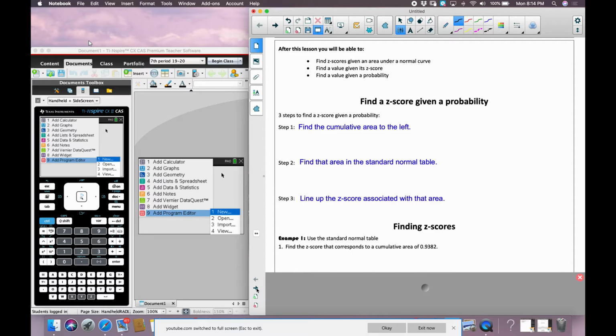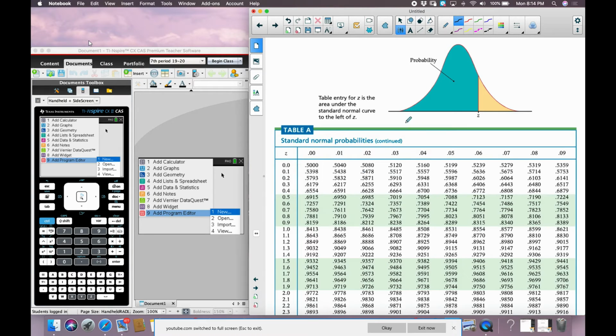So 0.9382. So we have to hunt around in this table until we find 0.9382. There it is, right here. So that z-score is going to be, go over to your left, 1.5, and then up to 0.04, so 1.54.